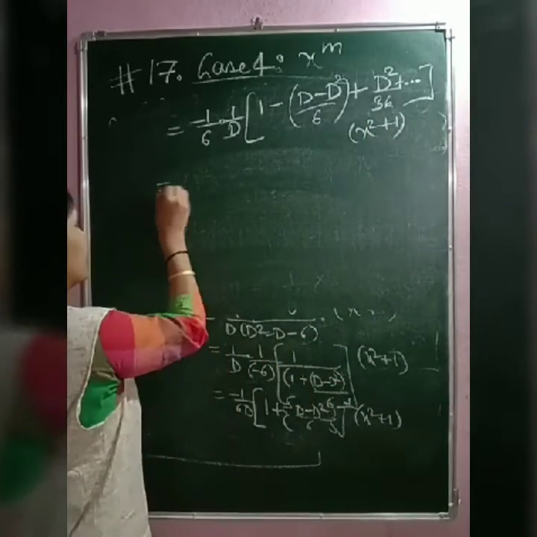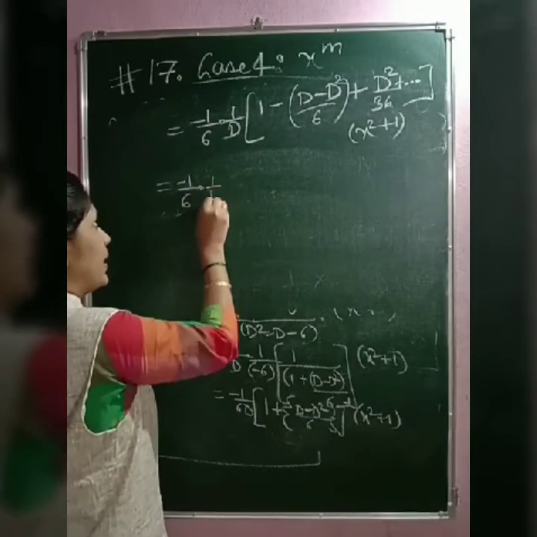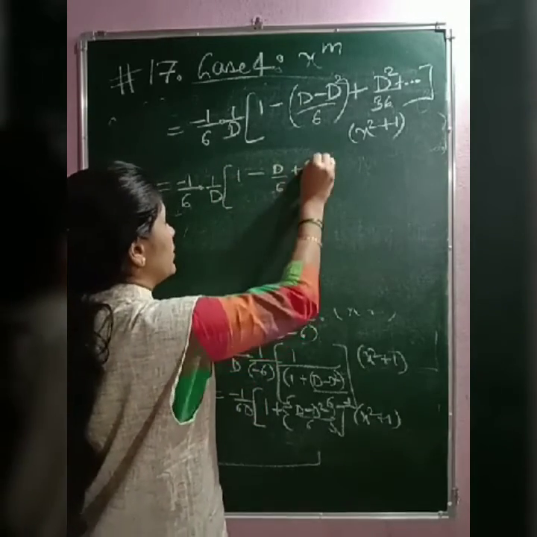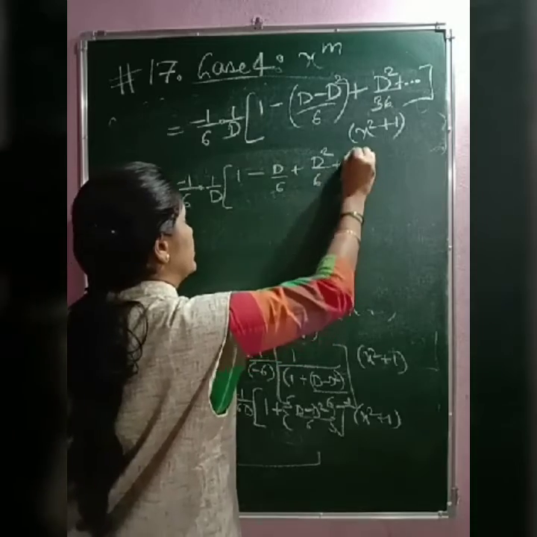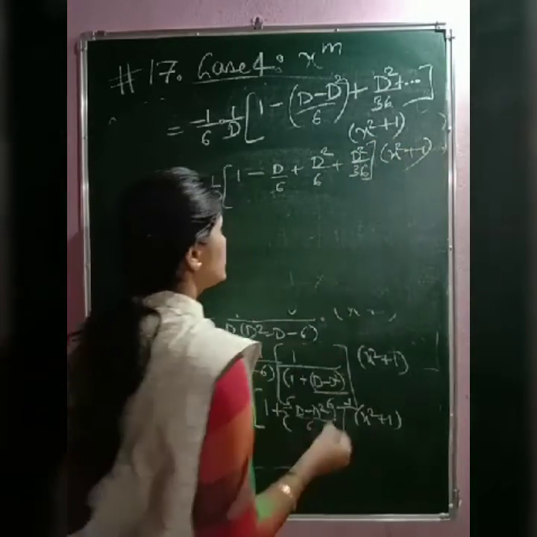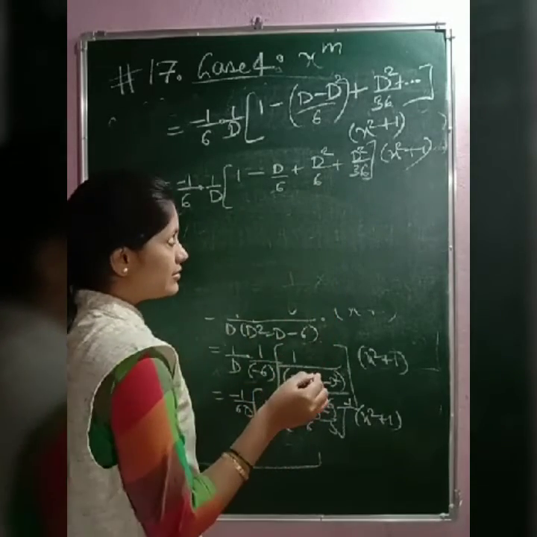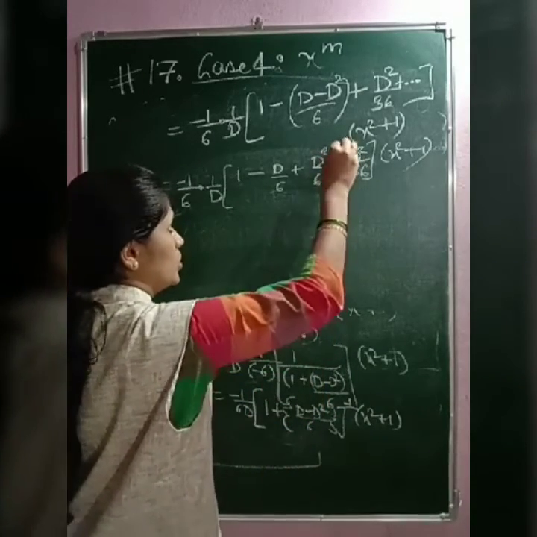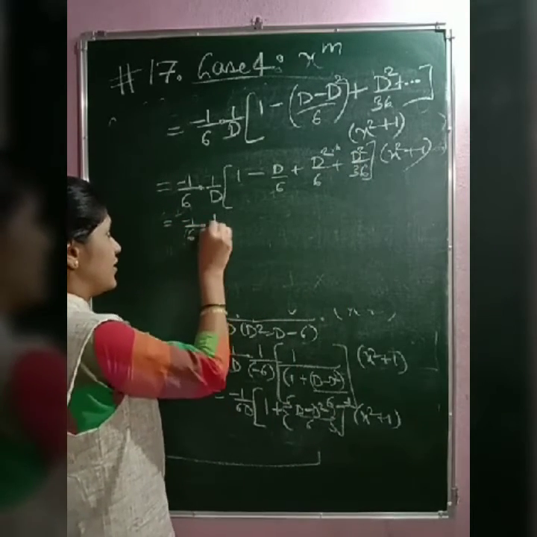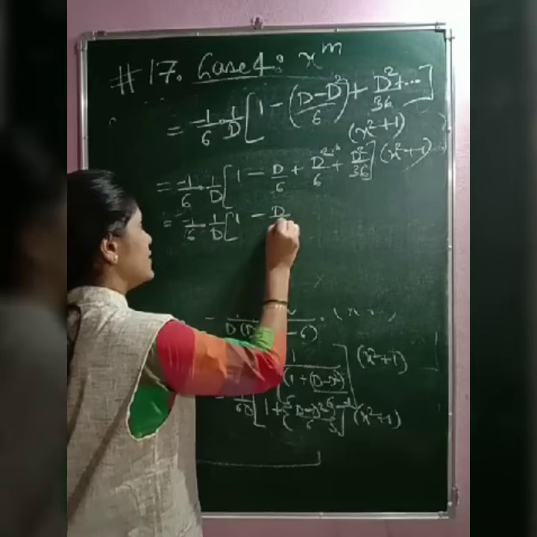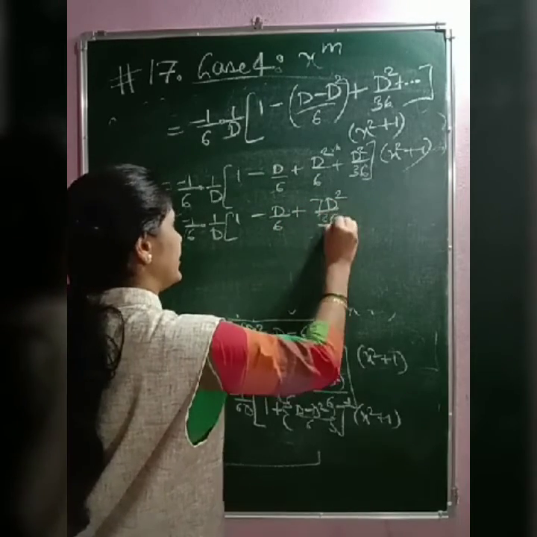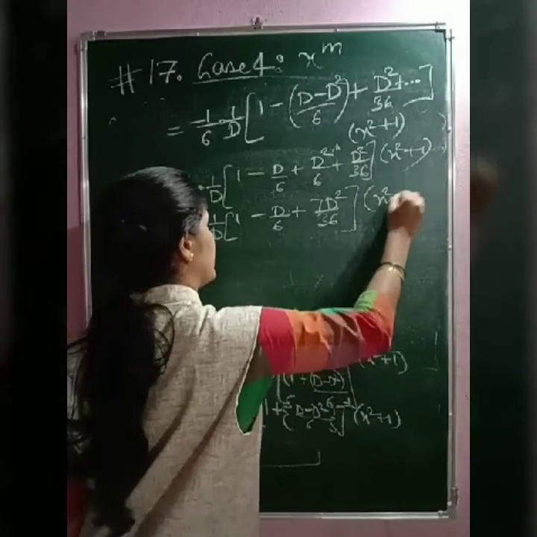So let us solve this. Minus 1 by 6, 1 by D. So 1 minus D by 6 plus D square by 6 plus D square by 36 of x square plus 1. So this is nothing but, LCM is 36, so into 6, so 7D square by 36. Minus 1 by 6 as it is, 1 by D as it is, 1 minus D by 6 plus 7D square by 36 of x square plus 1.